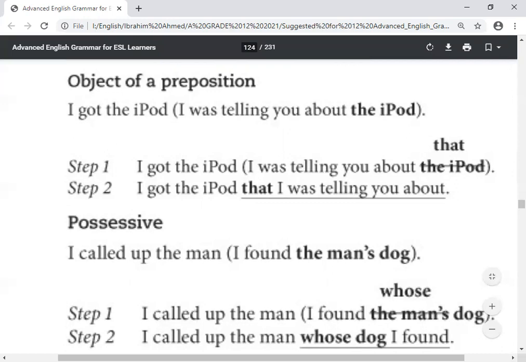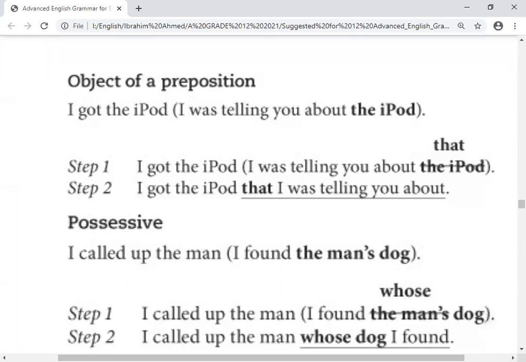But here it is the object of a preposition. So step one, I got the iPod, and replace the object of a preposition with the pronoun that, because it's non-human. Step two, I got the iPod, and put that at the beginning of the clause. I got the iPod that I was telling you about.